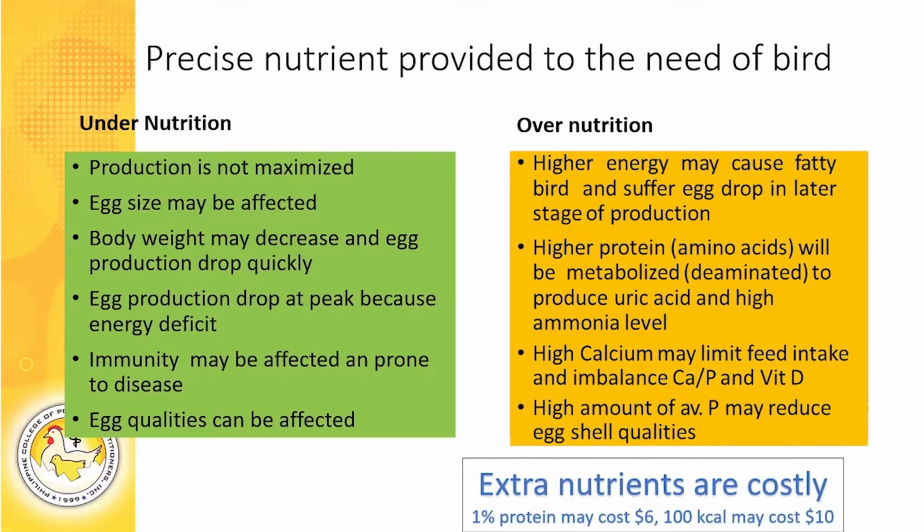In addition, if there's too much nutrient, what happens? The cost will be higher. My estimate at the moment, with a 1% increase in the protein, the diet cost may increase around $6. However, when you increase the energy, for example, an extra 100 kilocalories in the diet may cost around $10 nowadays, because energy has become very expensive.